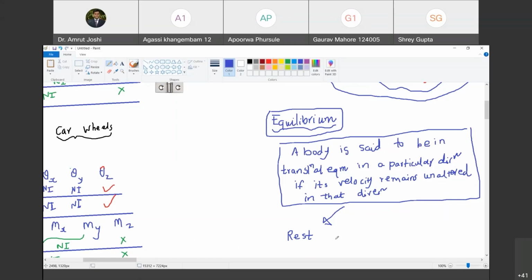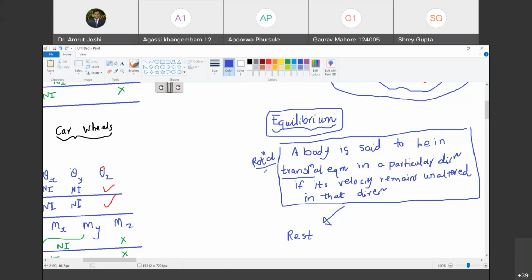Happy? Yes, sir. If the body is at rest or if it is moving in y direction with a uniform velocity, then we say that the body is exhibiting translational equilibrium in y direction. Happy? Yes, sir. If the body is rotating at constant angular velocity about x-axis, we will say that the body is exhibiting rotational equilibrium about x-axis. Happy? Yes, sir. So equilibrium is of two kinds. Which ones? Translational or rotational. Are you with me? Yes, sir.